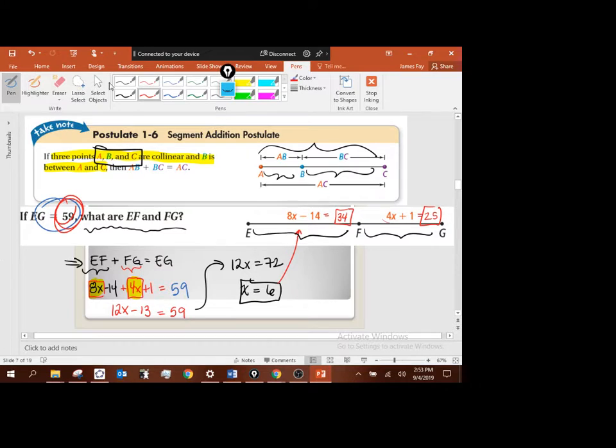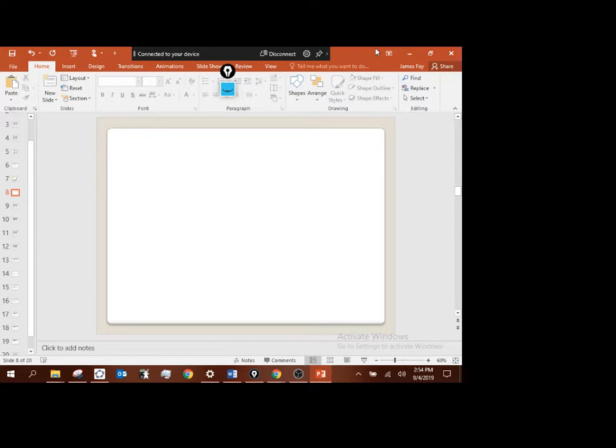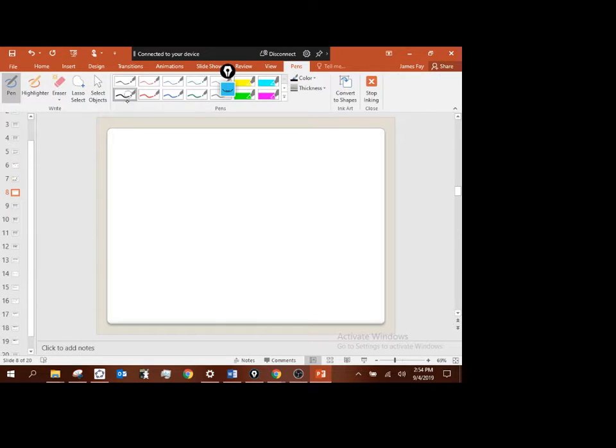Okay? Now, I want to change something a little bit. I'll ask this question to you on a test or quiz. I'm going to say, if A, B, and C are collinear, then AB plus BC equals AC. I'm going to ask you, is that true or is that false? What do we think? True? Who says true? Show me a hand.